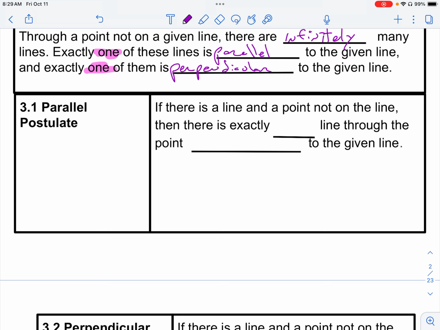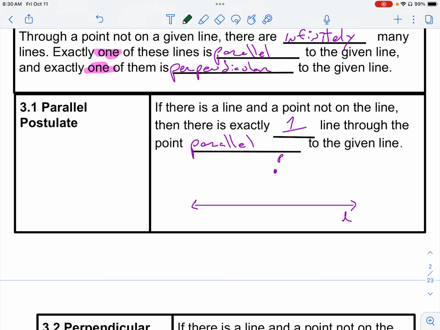So let's look at what that means. There's a point, there's a line and a point not on the line. There's exactly one line through the point parallel to the given line. This is our parallel postulate. So let's draw point P and a line L.